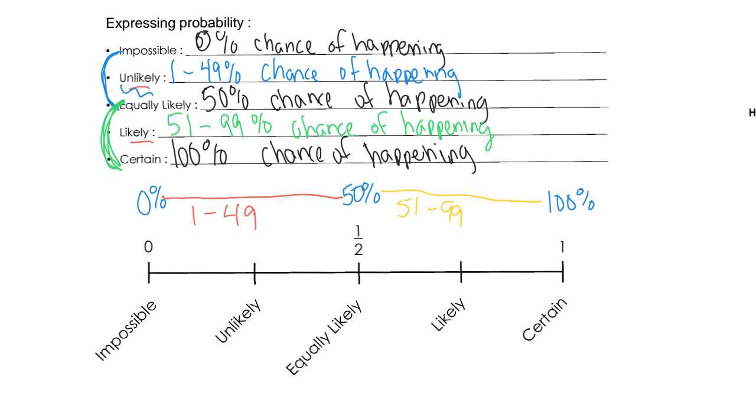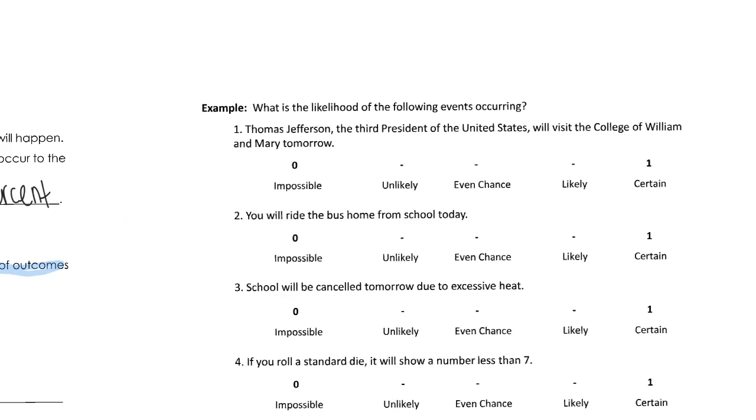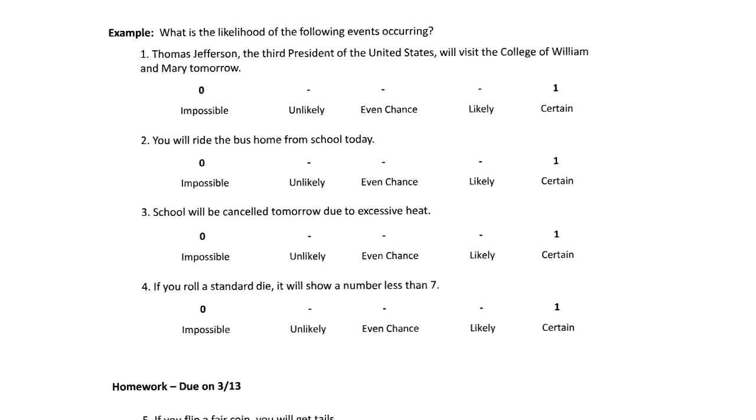Okay. All right. So let's use these ways to express probability. Let's use this vocabulary onto the next page. So my question is, what is the likelihood of the following events occurring? So let's look at number 1. Number 1 says Thomas Jefferson, the third president of the United States, will visit the College of William and Mary tomorrow. Okay, so what I'm going to do is just highlight some things I think are important.